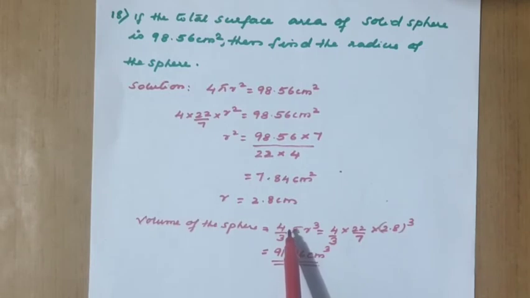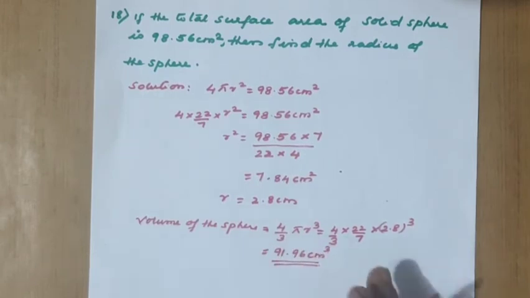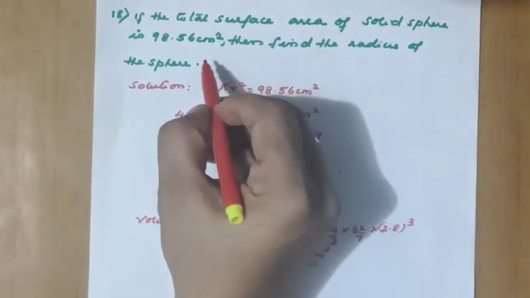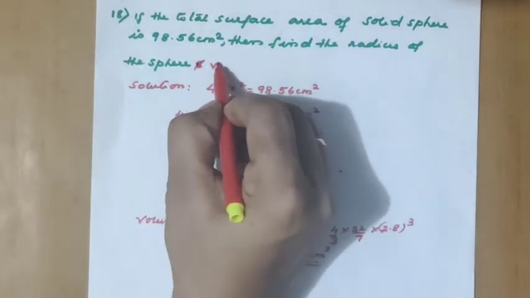Now what is the question asked? Find the radius of the sphere, and the volume is also asked there. So here volume of the sphere equal to 4 by 3 pi r cube. Just substitute. Find the radius and volume of the sphere.